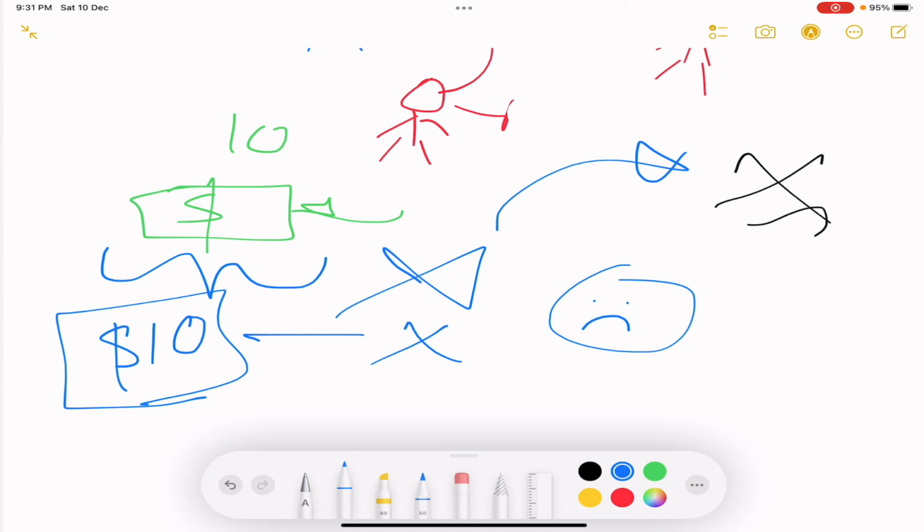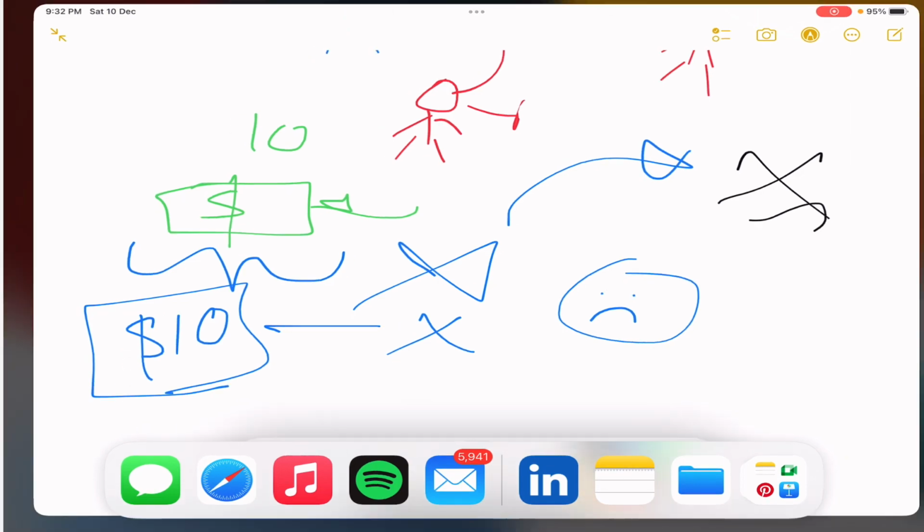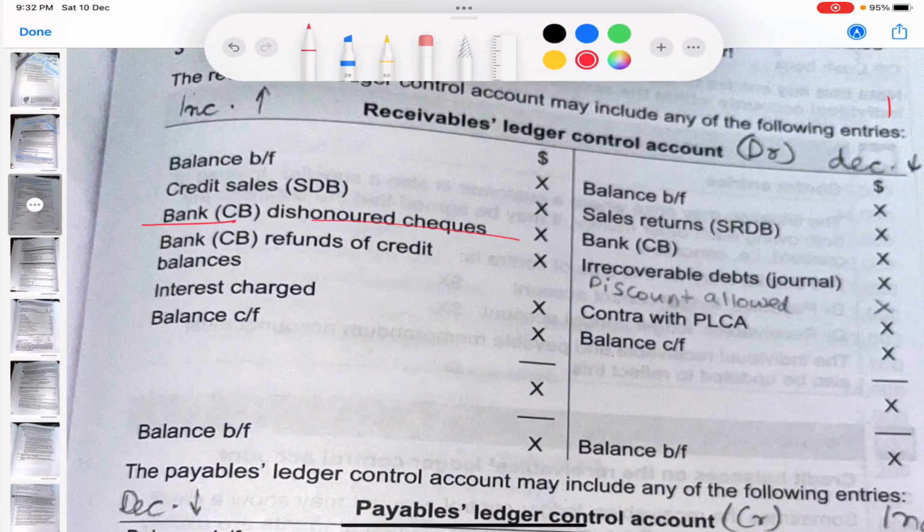Does that mean that he gets to go away with it? Does that mean that he doesn't have to pay you anymore? That's not true. Now he becomes my receivable again, right? He becomes my debtor again, and he has to pay for it now. So my receivables will increase again, right? Since my receivables will increase again, that is why it is coming on this side, because receivables are increasing. Okay, this refunds of credit balance, let's come back to this, give me a while.